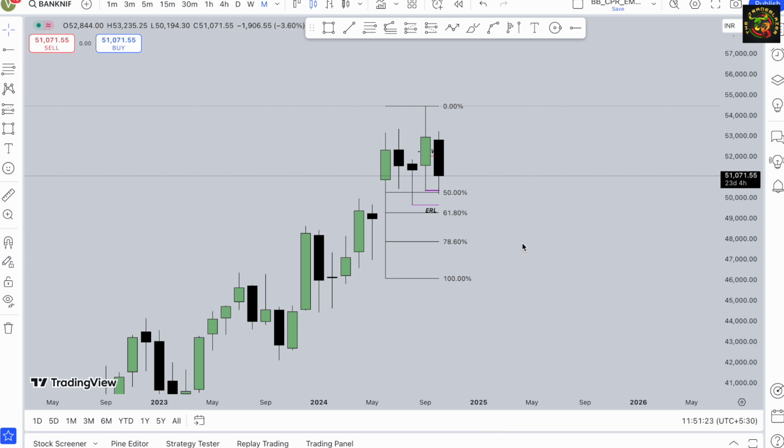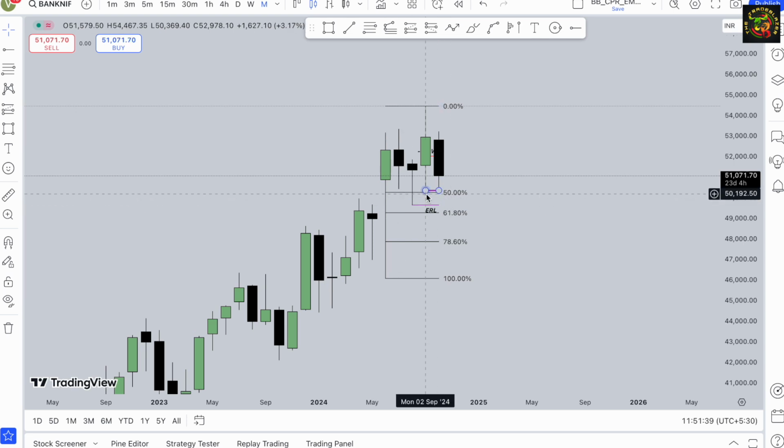Having said that, let me now start from the monthly levels over here. You can see here, if I start drawing a Fib retracement from this swing low to this all-time high, this is where we are getting the 50% of Fib retracement zone.